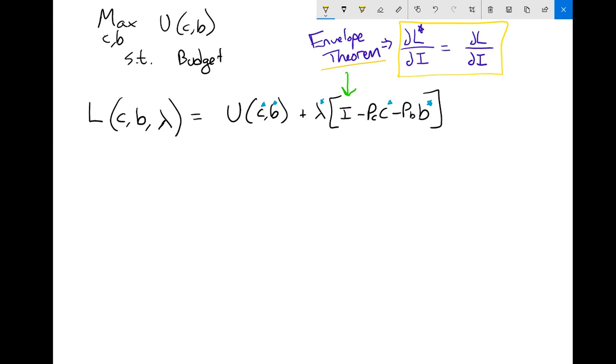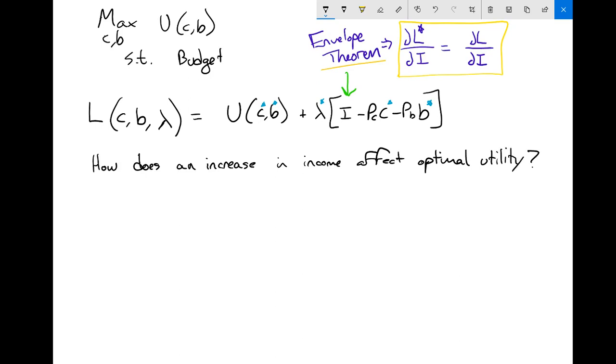So this lambda, what I've just shown you is that if I wanted to know how a change, so let's just write this out, how does an increase in income affect optimal utility? How does a change in income affect optimal utility? Well, I've just demonstrated how to do that.